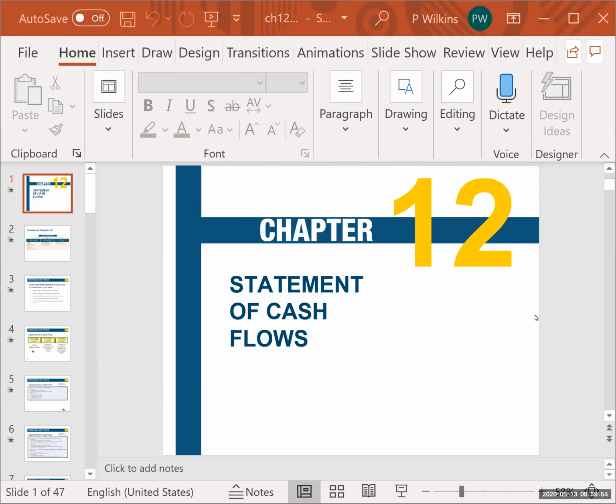Okay, so chapter 12, statement of cash flows. Please do read the whole chapter, but we are only doing work in the homework on the operating activities section, which is step 1, and we are only doing step 1 on the exam as well.